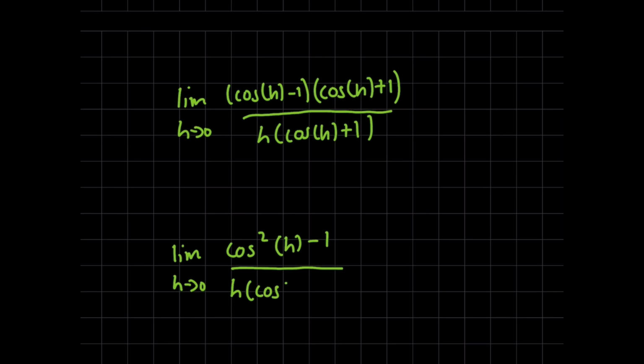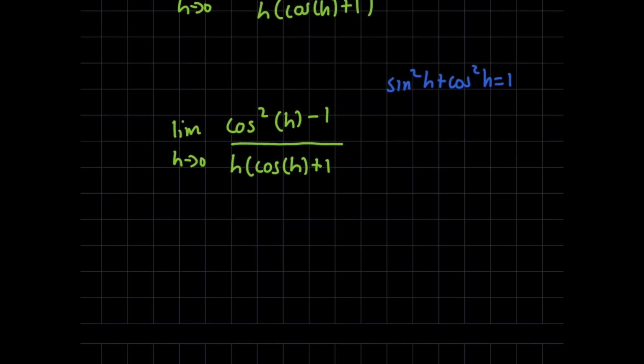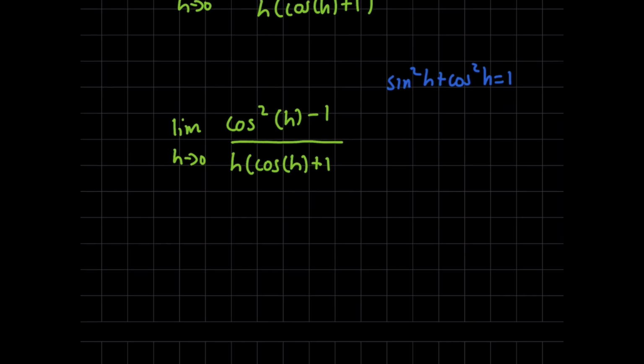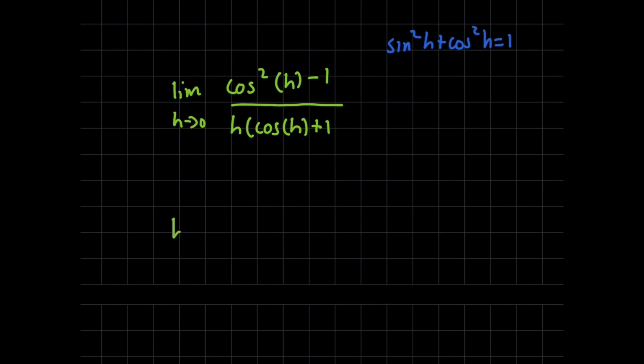Now, does the top look familiar to you? Do you remember that we have these identities? One of which is this very famous one, sine squared of h plus cosine squared of h equals 1. So if you were to solve this expression for cosine squared of h, you would get 1 minus sine squared of h, right? So then this limit will become 1 minus sine squared of h minus 1. So the 1 and negative 1 will cancel out, right? Leaving you with just negative sine squared of h on top.